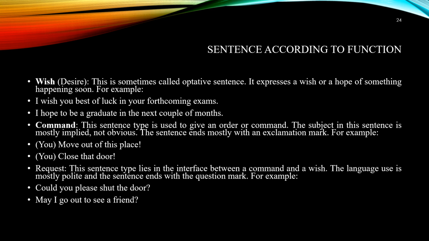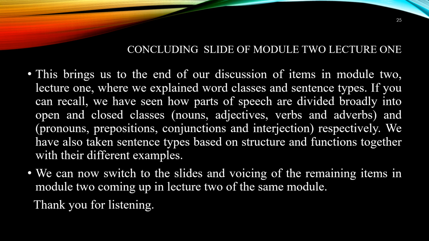Yes. And finally, we have what we call request. This sentence type lies in the interface between a command and a wish. The language used is mostly polite, and the sentence ends with a question mark. For example, could you please shut the door? You see, you are not commanding someone and you are not wishing him something, right? You're asking a question, but in what? In a more polite manner. That's why we said this type of sentence is an interface between command and a wish, because you're not giving command, you are just kind of wishing something, right? Therefore, it comes in between. Look at the way examples were given. So that's why we said it is an interface between wish and command. So this covers the types of sentences functionally.